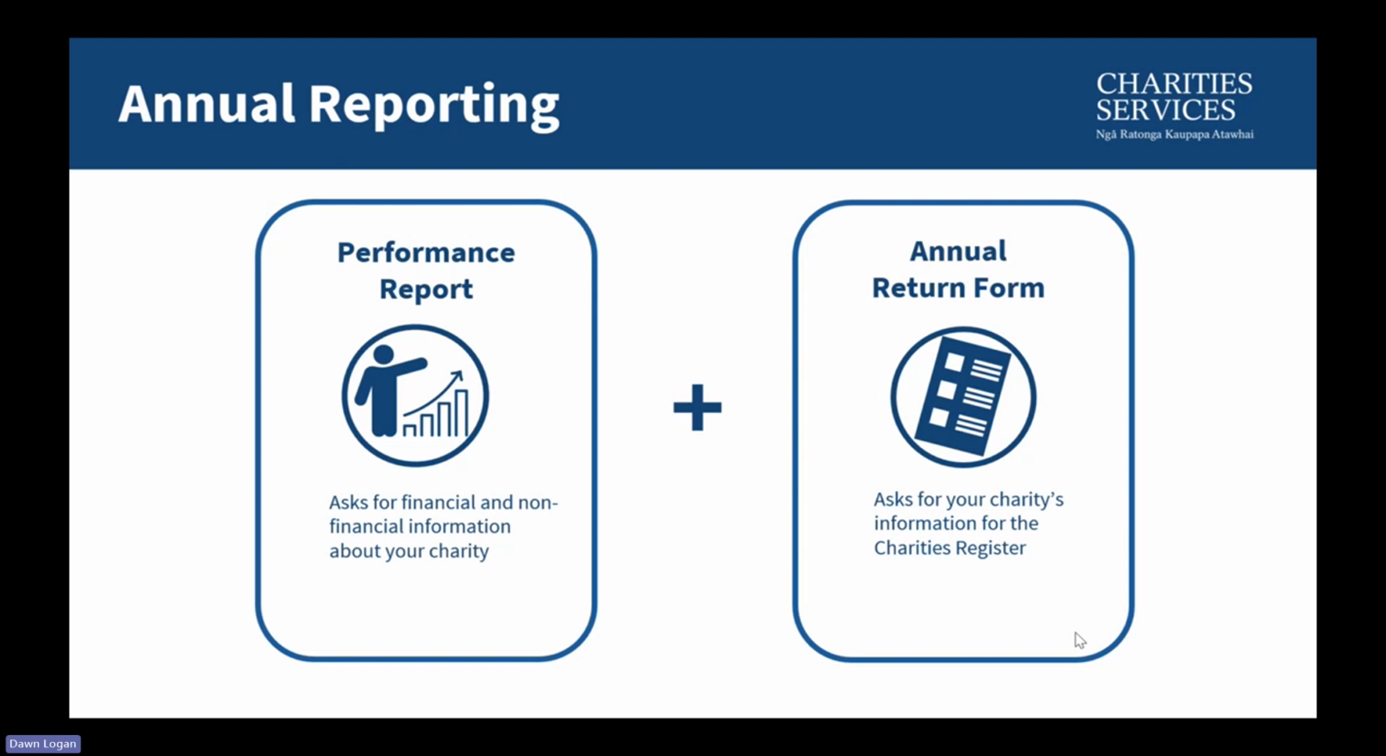Your performance report will be displayed on the Public Charities Register, and the data that you provide through the annual return online form is collated with the other 29,000 charities on the Charities Register and can then be used to tell a story about the wider charitable sector in Aotearoa.